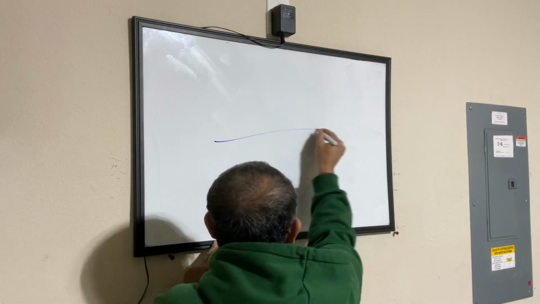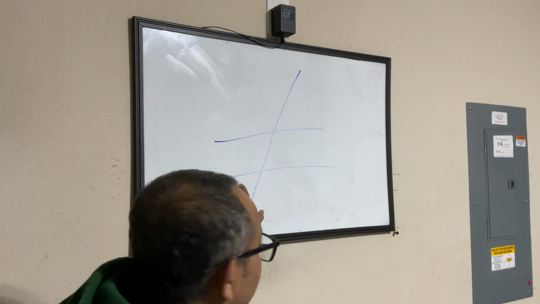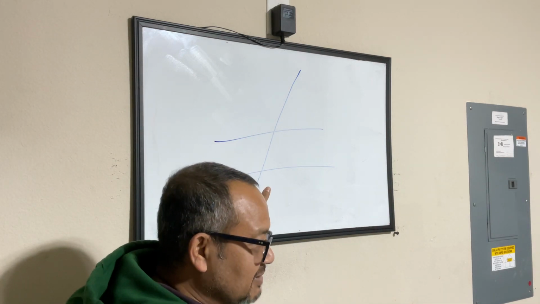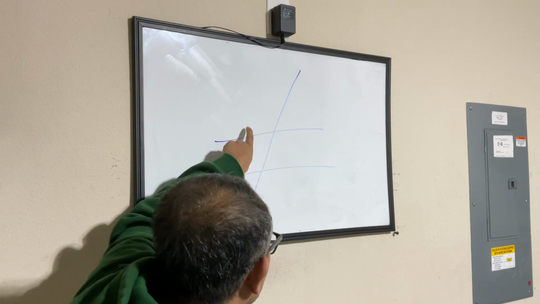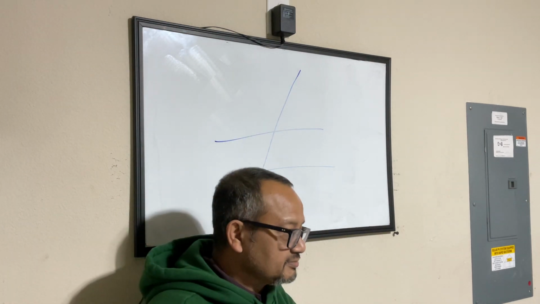Now let's go back to the basics. These two are parallel lines. I'm forcing you to believe that because my drawing skills are not amazing. So I'm saying these are two parallel lines, and this is the third line which is intersecting them.